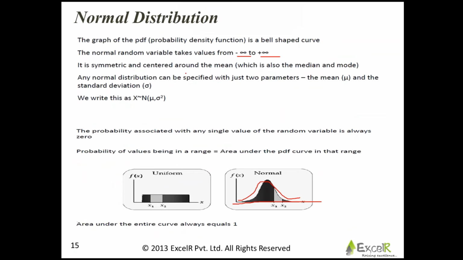It is symmetrical and centered around the mean. Yes, if I draw this line, it will be exactly in the center. The same number of data points would be on this side and on this side. It will be symmetrical. And also your mean would be equal to your median, would be equal to your mode. Mean equals median equals mode for a normal distribution. And any normal distribution curve can be specified using two parameters, mean and standard deviation. So you can write that my random variable x is approximately normal with mean mu and variance sigma square.